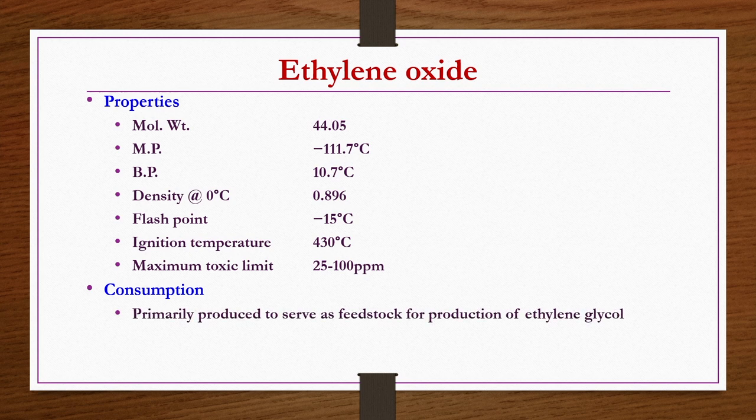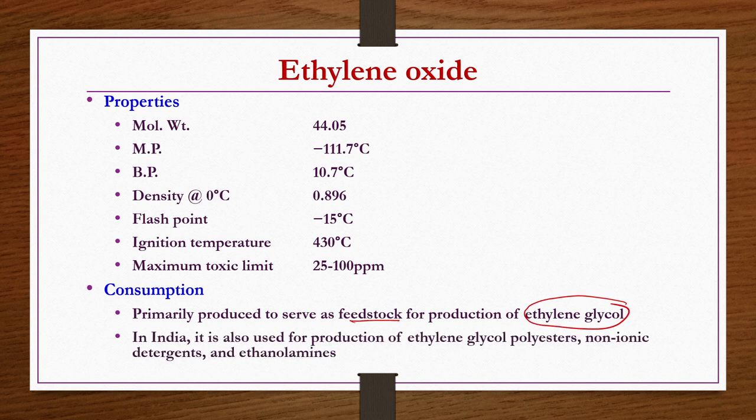Consumption pattern: primarily it is produced to serve as feedstock for production of ethylene glycol. In India, it is also used for production of ethylene glycol polyesters, non-ionic detergents and ethanol amines also. In the next lecture, we are going to discuss the production of ethanol amines as well. If you remember, ethanol amines are used as solvents to do absorption. To remove undesired gases from a mixture, ethanol amines are used, and those undesired gases are absorbed in the ethanol amines. For that purpose, ethanol amines are in general used. So, production of ethanol amines from ethylene oxide we'll be discussing in the next lecture.